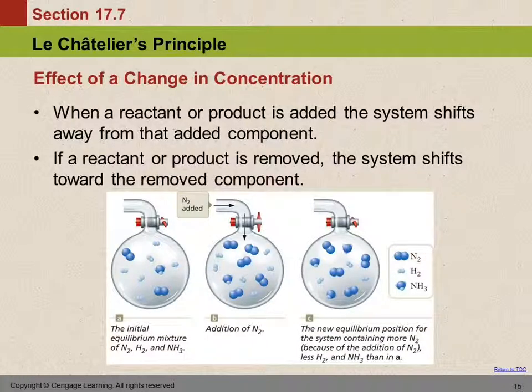So here's an example. It's really small. Here we have an equilibrium between nitrogen gas and hydrogen gas and ammonia gas. If we add nitrogen to this, the reaction is going to shift in a way to get rid of that. There's no chemical equation on here. We need a chemical equation. We need to see the equilibrium.